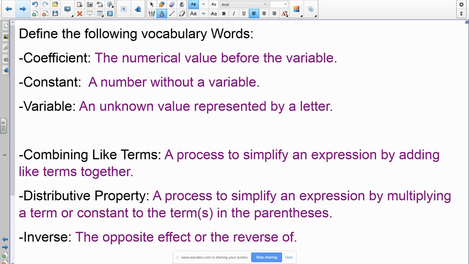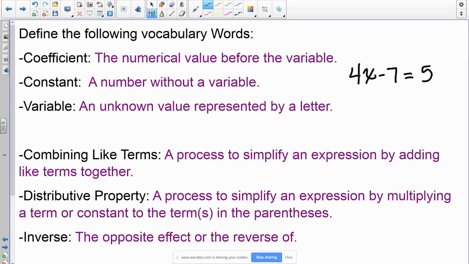So the first thing I'm going to do is start with an example here. Let's say we have 4x minus 7 equals 5. So my expression is 4x minus 7, and to make an equation, we put an equal sign, and this equals 5. So what we're going to look at is vocab. The coefficient is the numerical value before the variable. The only variable I see is x here, so the coefficient is 4.